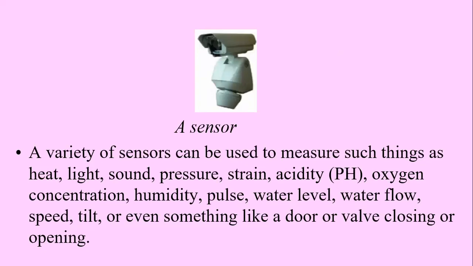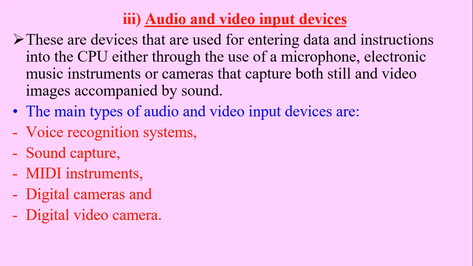A variety of sensors can be used to measure such things as heat, light, sound, pressure, strain, acidity, pH, oxygen concentration, humidity, pulse, water level, water flow, speed, tilt, or even something like a door or valve closing or opening.